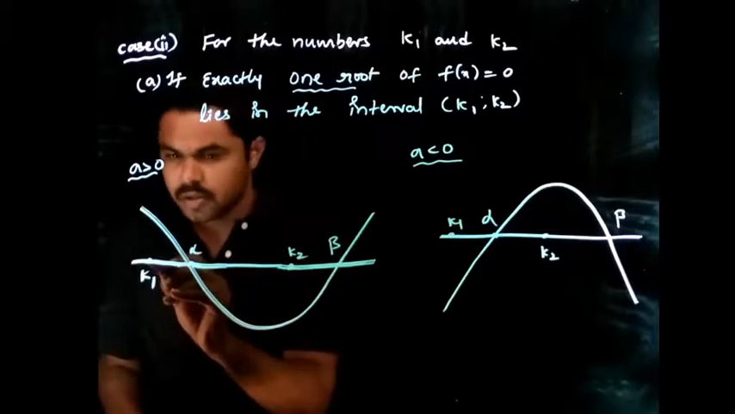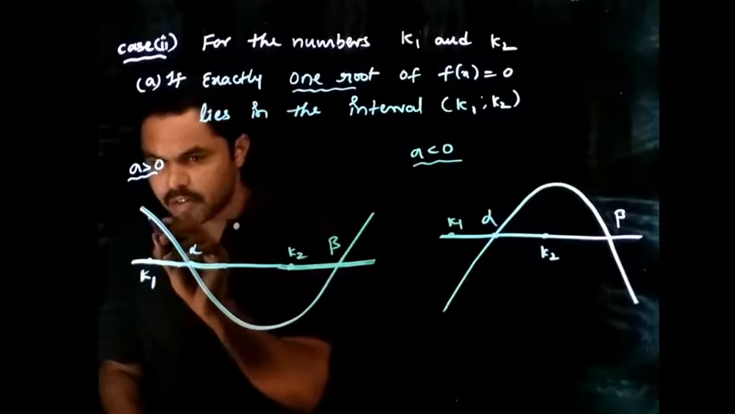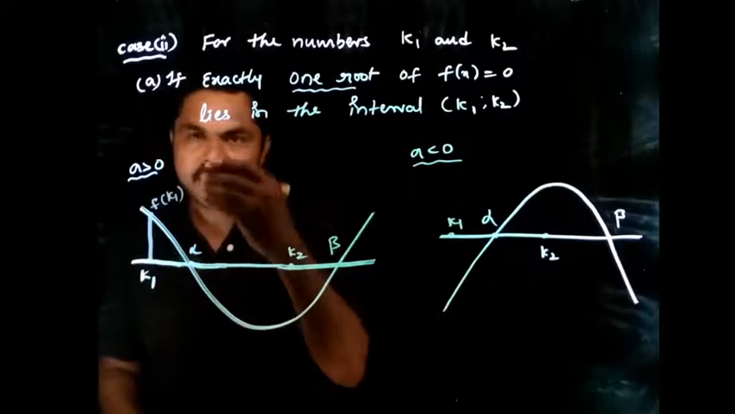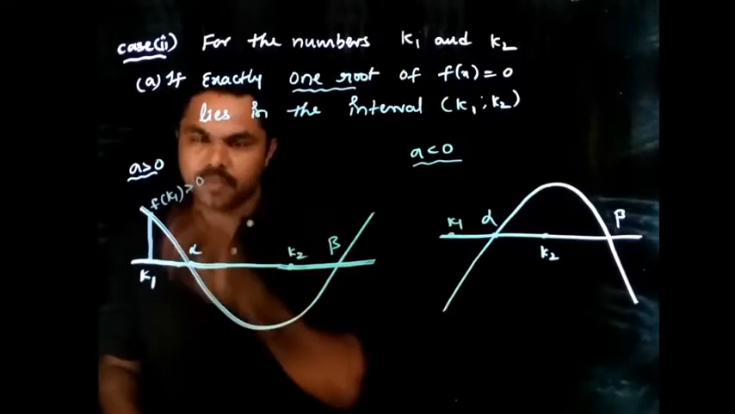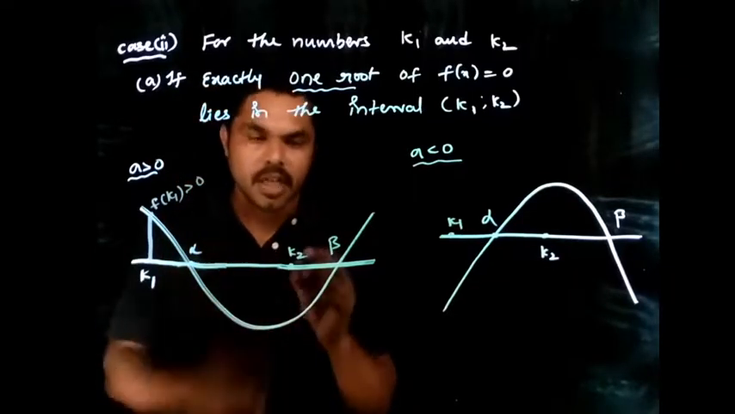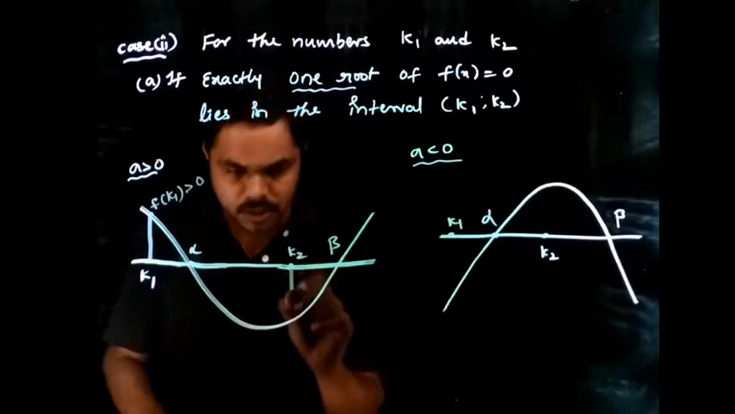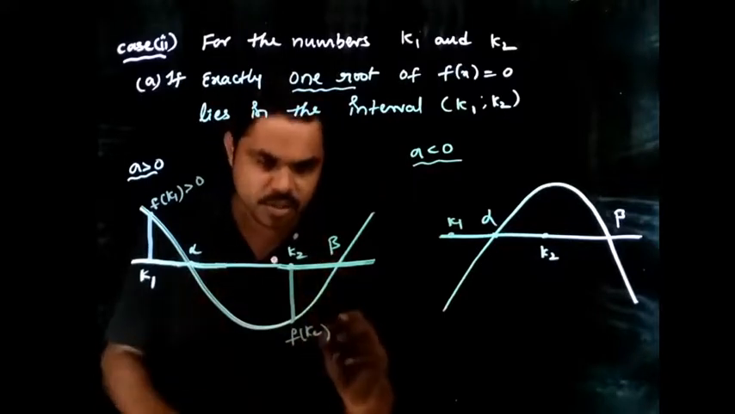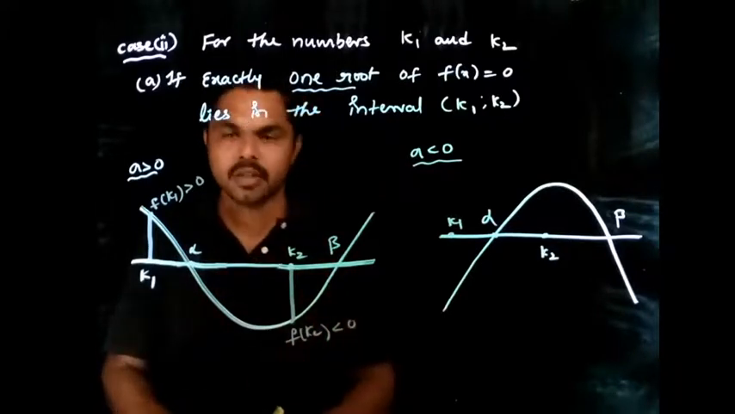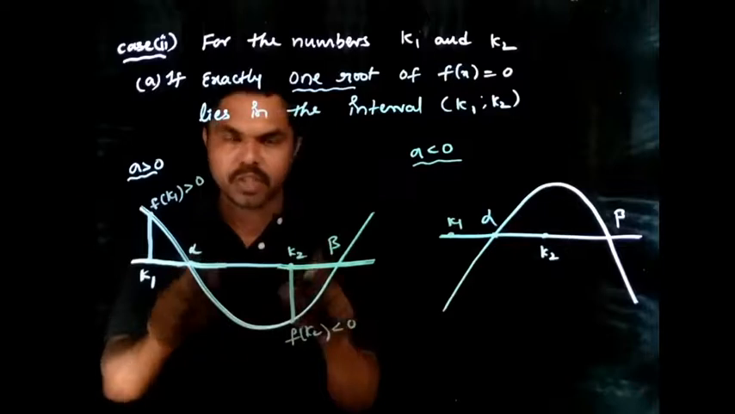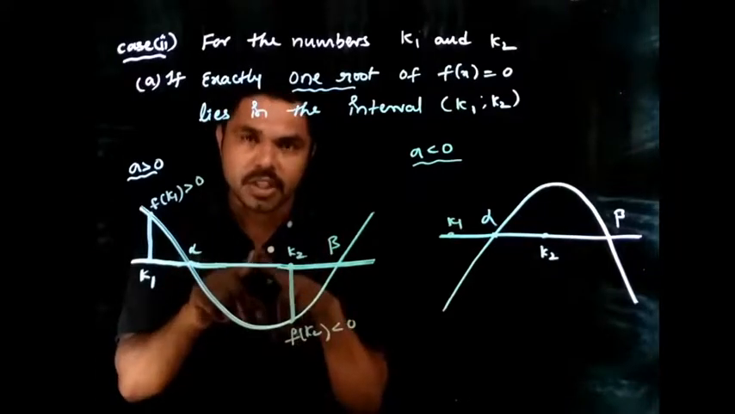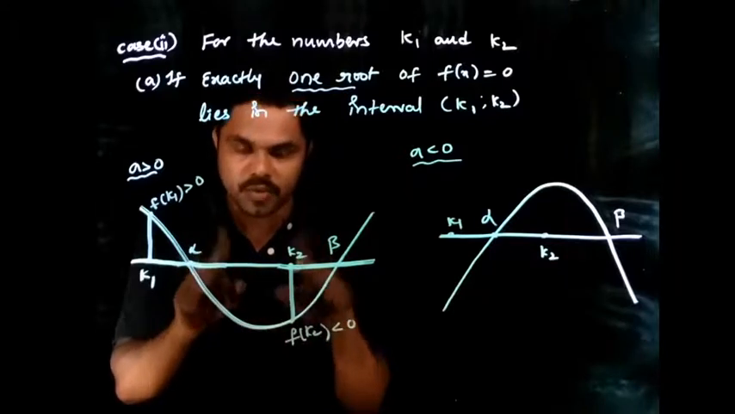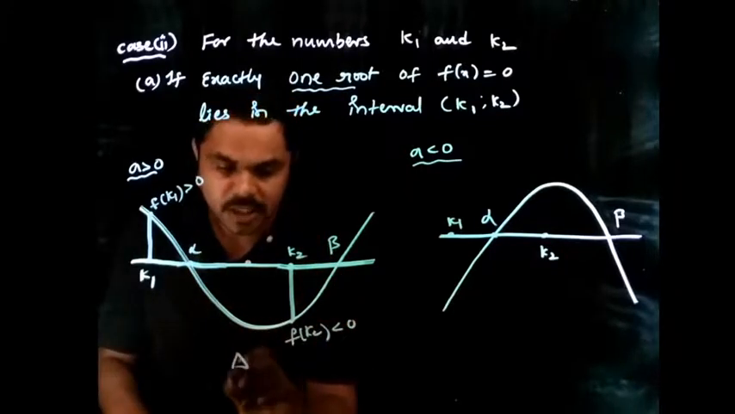If you take k1 here, f of k1 will be here. F of k1 is above x-axis, so definitely it should be positive. Okay, and k2 is here. F of k2 will be here. It is below the x-axis, so it should be less than 0. Right? Now here we have two different roots. If you take equal roots, it is not possible to take any value between the roots. So these two are different. That means we can conclude delta is greater than 0.